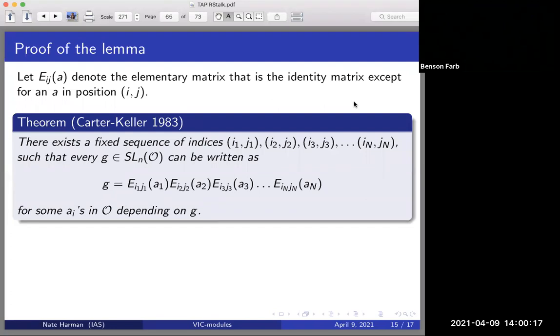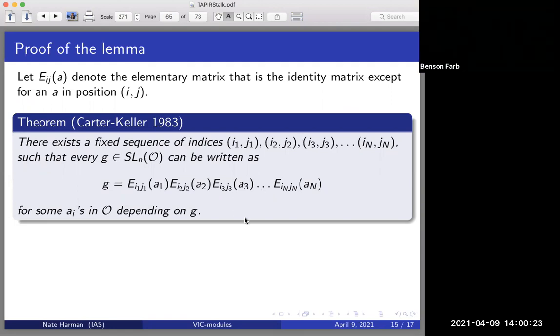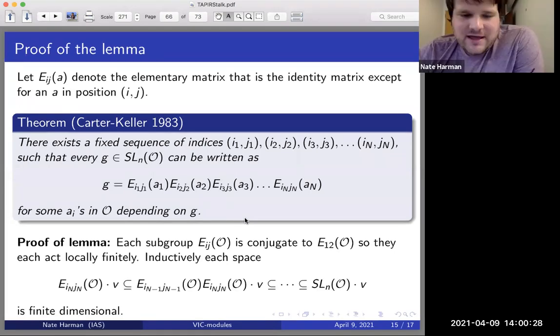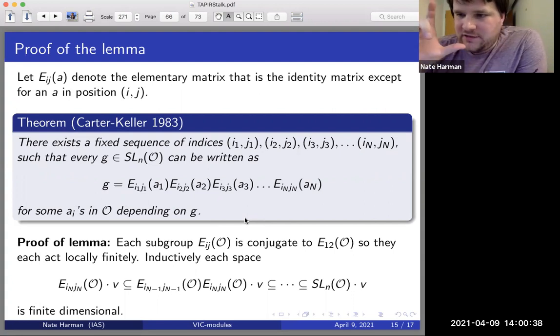Then it's gone down a lot for SL3Z. Yeah, it's gone down a lot. It's been improved. All right, so now let me prove the lemma for you. Each one of these elementary subgroups is conjugate to the one that's in our copy of SL2. So if that copy of SL2 acts locally finitely, any conjugate copy of it also does.